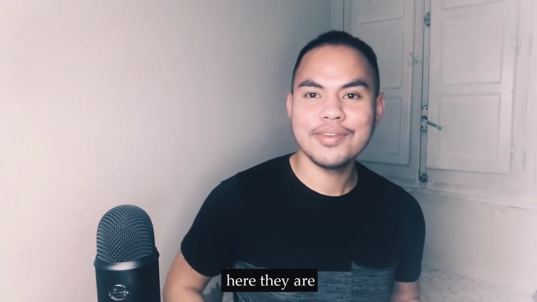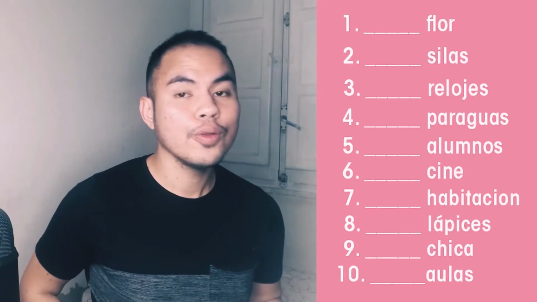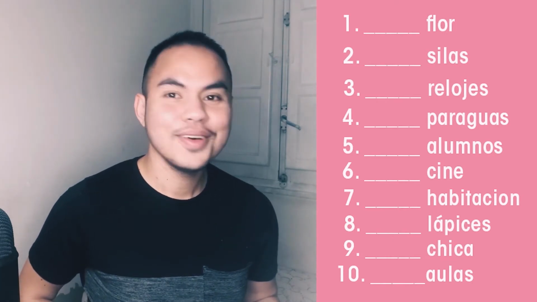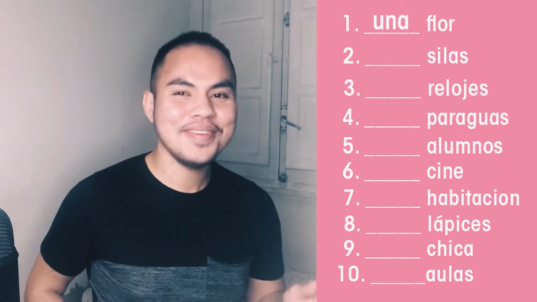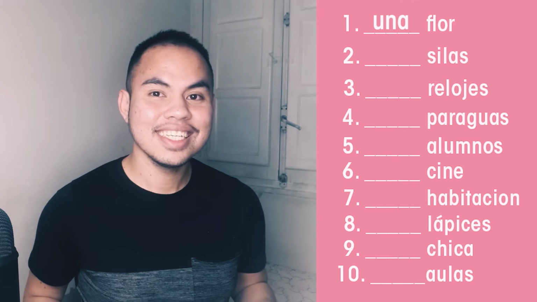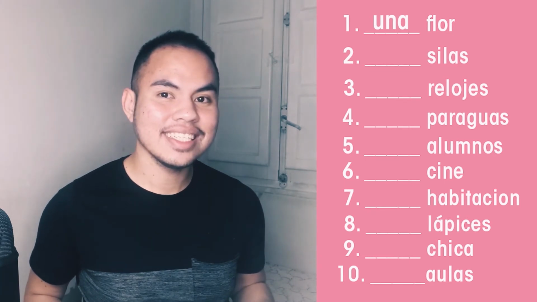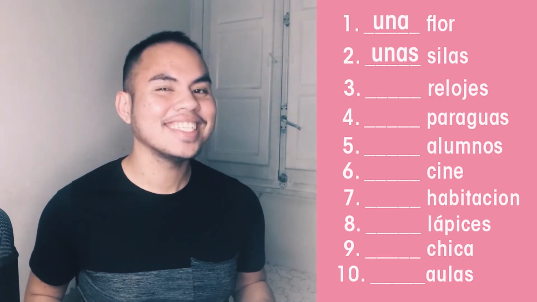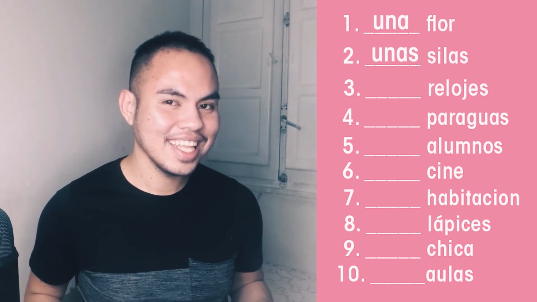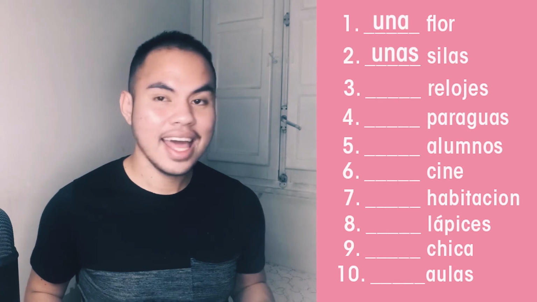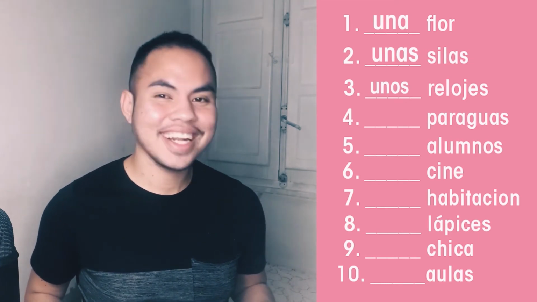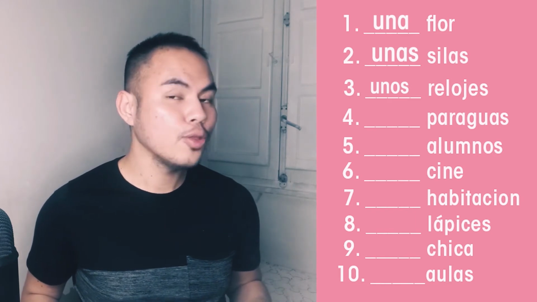Here they are. Número uno. Flor. Una flor. Muy bien. Número dos. Sillas. Chairs. Unas sillas. Muy bien. Número tres. Relojes. Unos relojes. Muy bien.